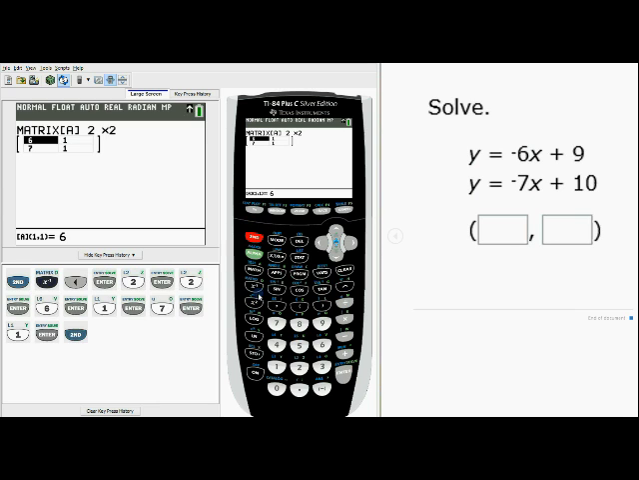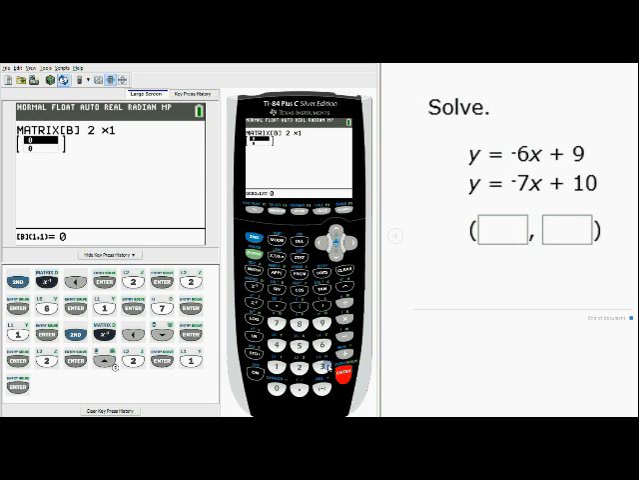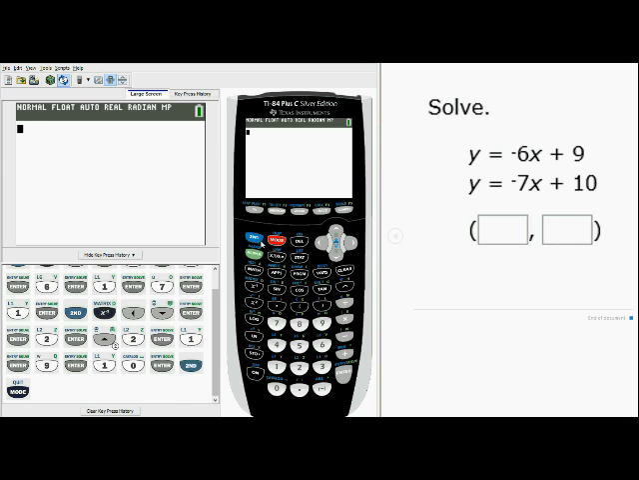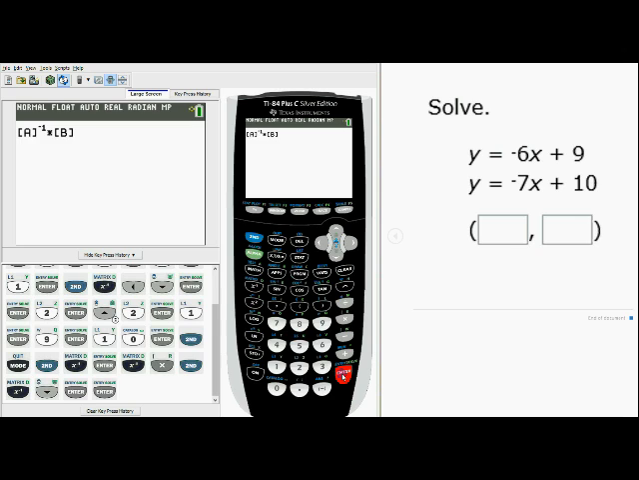Now we're ready to enter our constants. Go back to second matrix, edit, down for B. It's a 2 by 1. We had a 9 and 10. Go back to second, or quit, mode and quit. Now go to second matrix, enter. We're going to multiply that times B. Enter and enter again. And that gives us our point of intersection, which is 1 and 3.